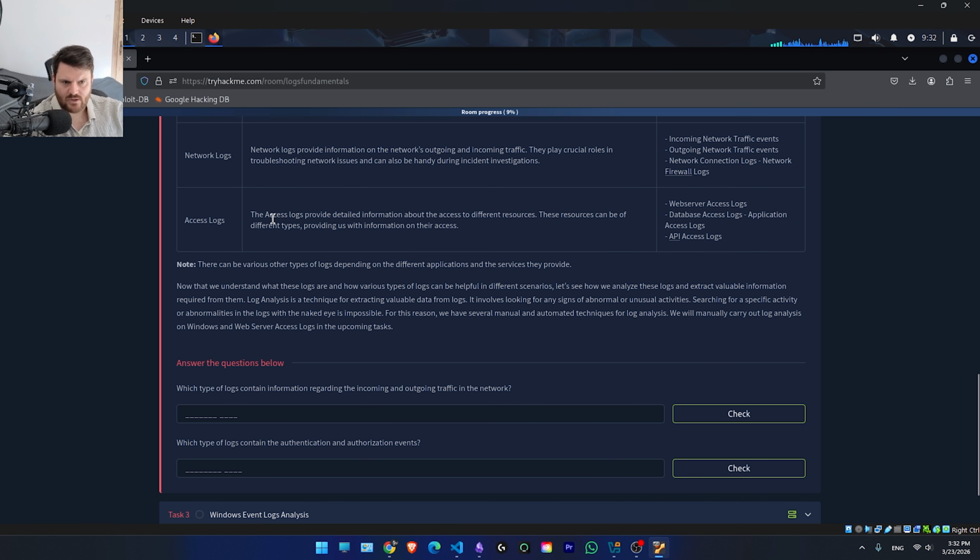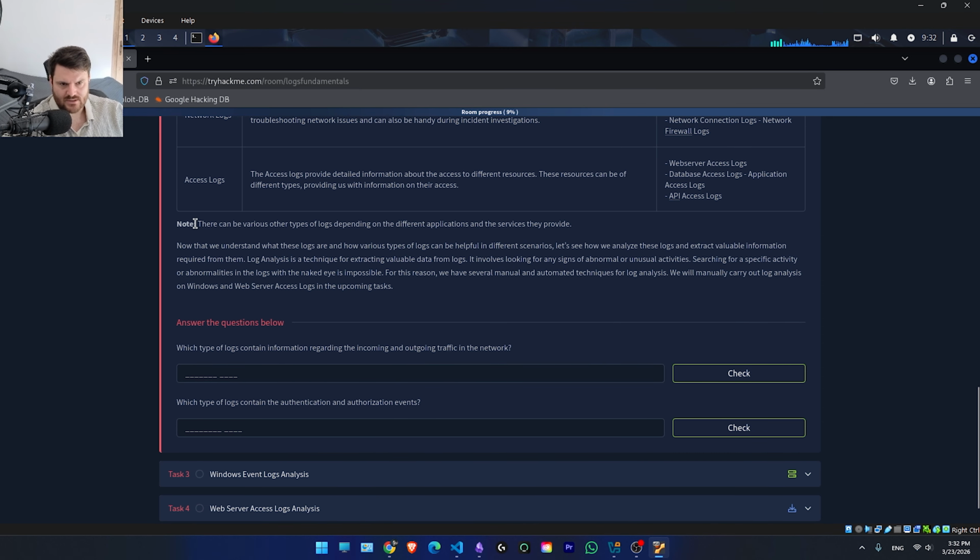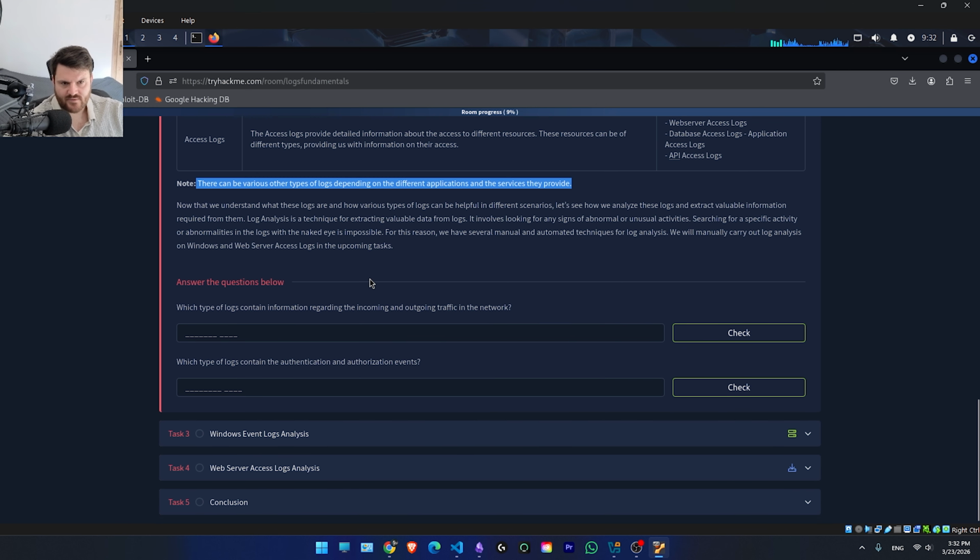And then access logs. The access log provides detailed information about access to different resources. These resources can be of different types, providing us with information on their access: web server access logs, database access logs, application access logs, and API access logs. There can be various other types of logs depending on the different applications and the security they provide.